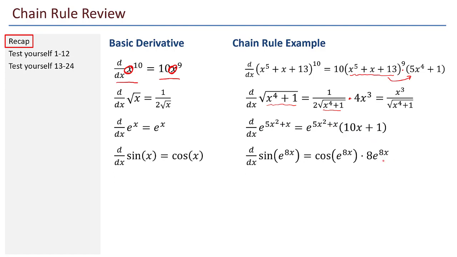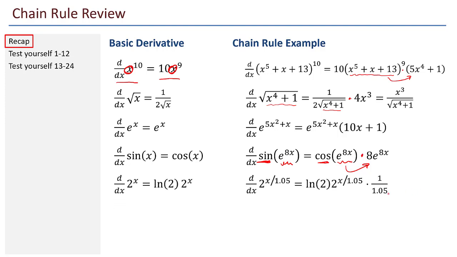The next thing we studied after the derivatives of exponential functions was the derivative of trig functions. So the derivative of sine is cosine. But with something more complicated, the derivative of sine of e to the 8x is cosine of e to the 8x times 8e to the 8x. So we take the derivative of the outside function, get the cosine, the inside remains unchanged, and then we take the derivative of the inside, being sure to multiply.